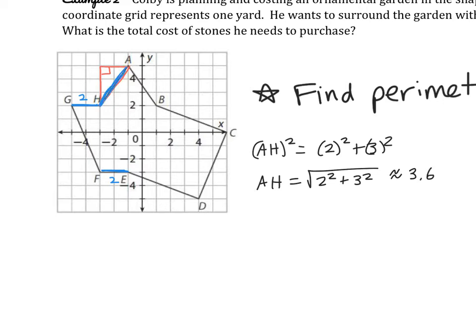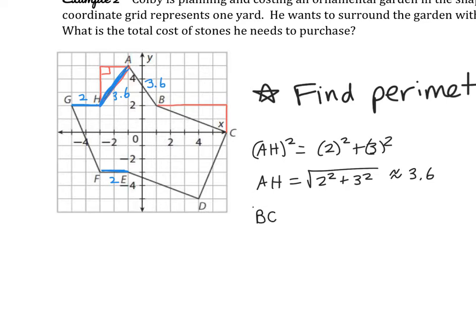So now, being strategic, if this is 3.6, I know that AB is also 3.6 because if I make a triangle, it's the same right triangle. It's a 2 by 3 with the legs. So we know that this is also 3.6. And then for the other ones, again, we can kind of be strategic. Here, if I'm finding the length of BC, I can create a right triangle that has legs 2 and 5.